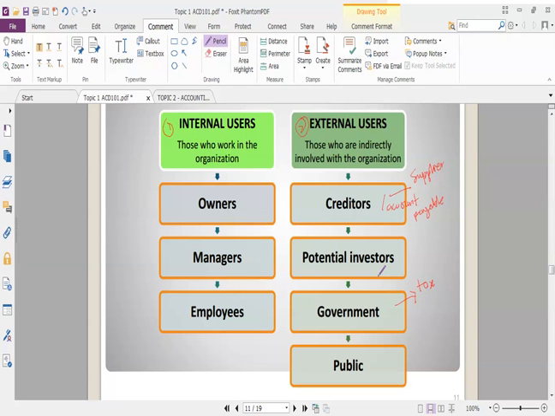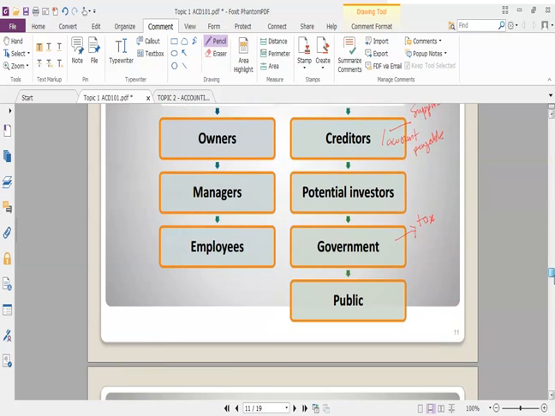Okay. Yes, that's right. So creditors are very different from the investor. Investors will get a reward from the profit of the company. But for creditors, we should pay them for the money that we lend. Okay, we owe them a debt. That is creditors, right? Very different from the potential investor.